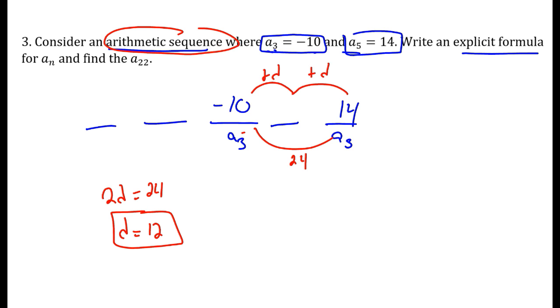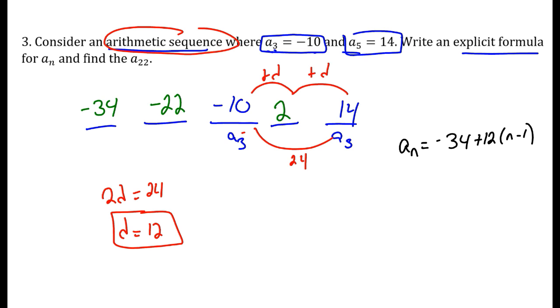So using that the common difference is 12, we can now fill in the blanks. -10 plus 12 is 2. 2 plus 12 is 14. If I go backwards, I subtract 12. So -10 minus 12 is -22. Minus another 12 is -34. So the nth term is -34 plus 12 times n minus 1.